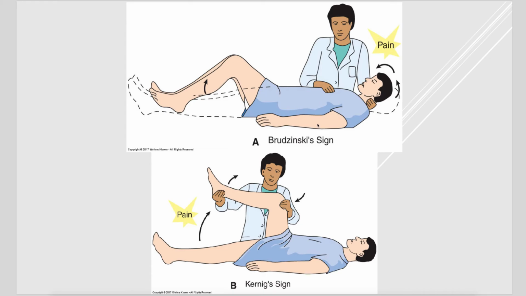Okay, so this is Brudzinski sign. Basically, you have the patient lying supine. You will flex at the neck, and they will have a reaction where they flex at the hip and then flex at the knee, and they'll have pain, of course. And Kernig's sign, again, the patient's lying supine. When you flex the thigh at the hip at a 90-degree angle and then try to extend the leg, you have pain and tightness in the hamstrings, more than what would be expected normally.